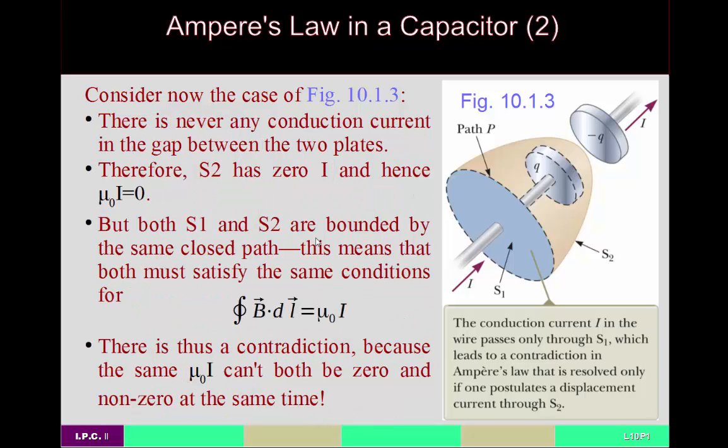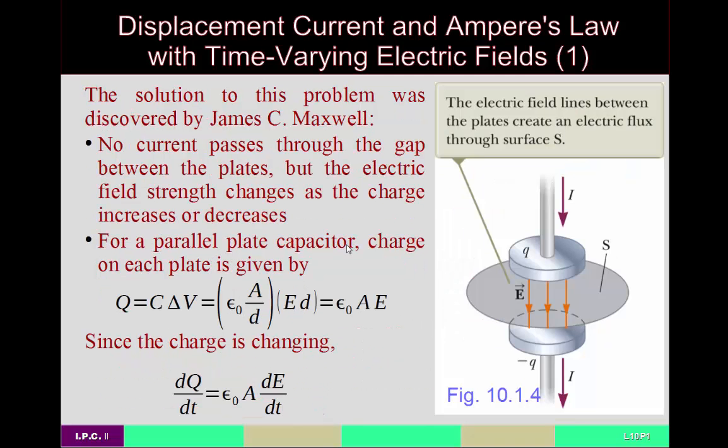What I'm going to do here is introduce a new type of current that we can use to explain, or really to make Ampere's law work even in a capacitor. And so what happens here is we turn to Maxwell.